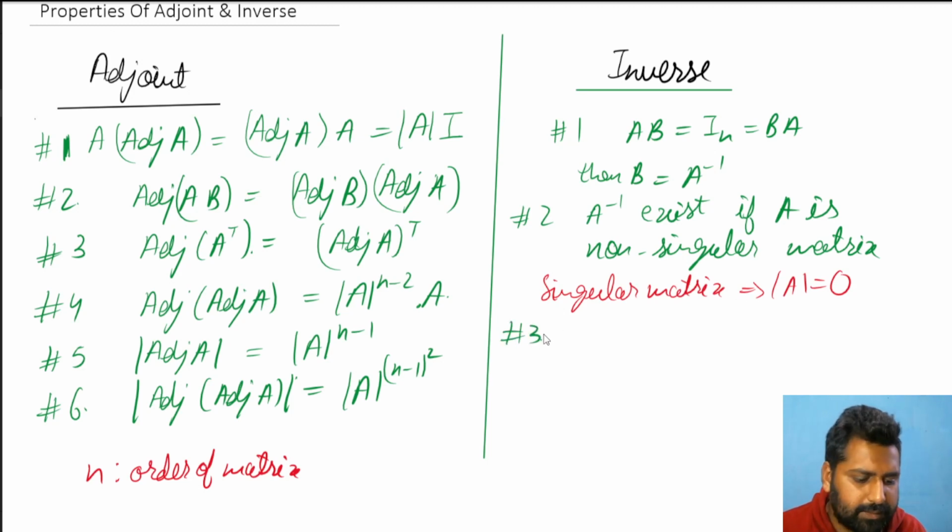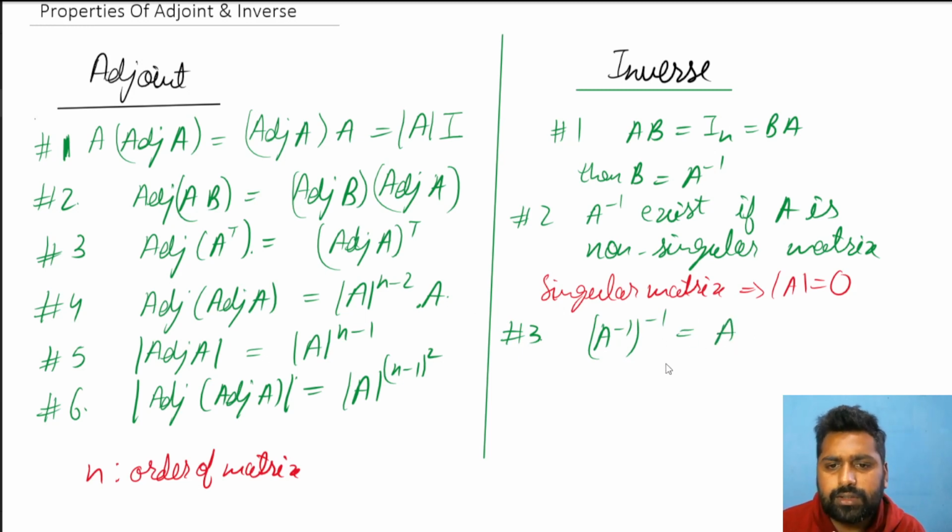Okay, next. What if you do inverse twice? Means you calculate the inverse, again calculate the inverse of it. So it cancels out and effectively you get the original matrix back. So A inverse inverse is A.